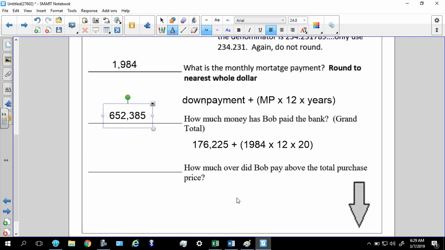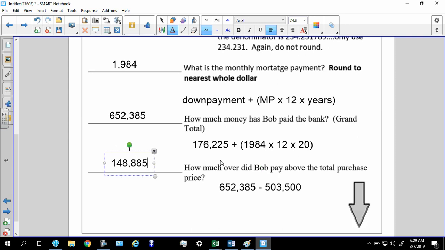$652,385. Now it says, how much did Bob pay above the total purchase price? So he paid $652,385, and I'm going to subtract that by the total purchase price, which is $503,500. When I do the math, he has paid in interest over and beyond $148,885.